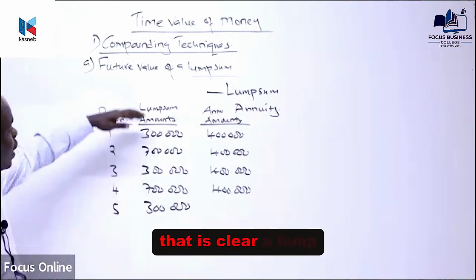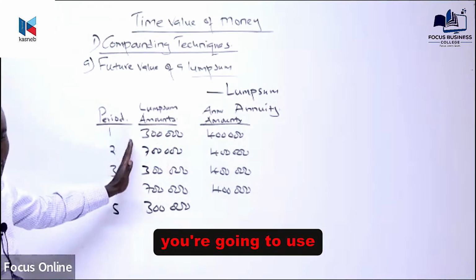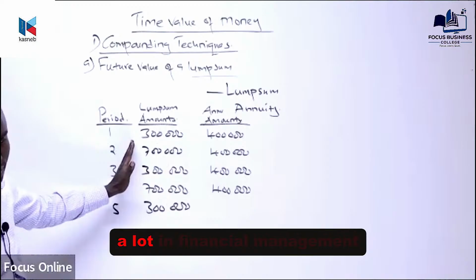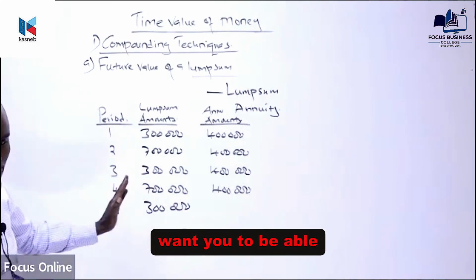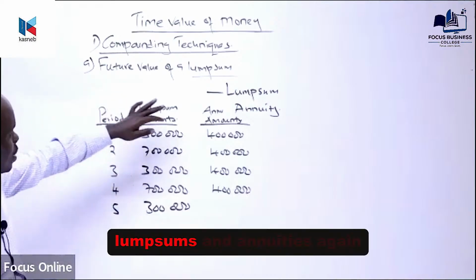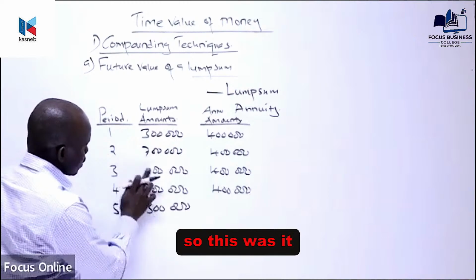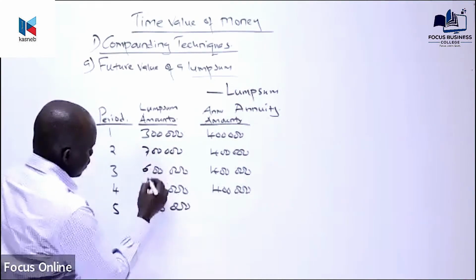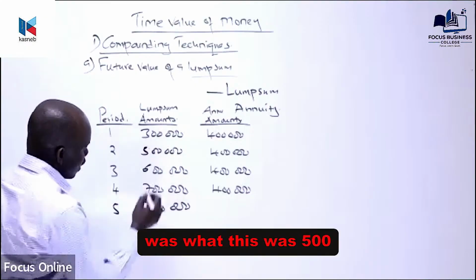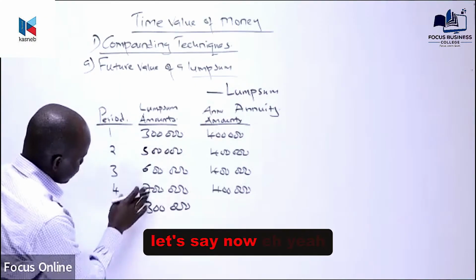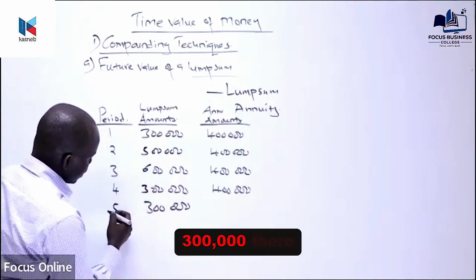That is clear. A lump sum and an annuity. This is a concept that we are going to use a lot in financial management. That is why I want you to be able to differentiate lump sums and annuities. Again, this was 6. Let's say this was 500. Let's say now 300,000 there.